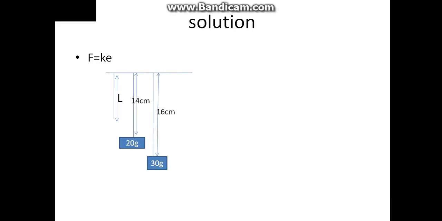Solution. F is equal to Ke. Looking at the diagram, the first length, when nobody is hanging on the spring, is L. When a body of 20 grams is hung, the length is 14 cm. When a body of 30 grams is hung, the length is 16 cm. So we are asked to find L.